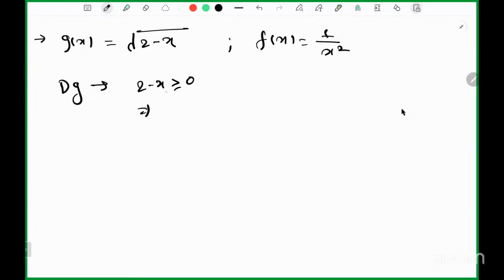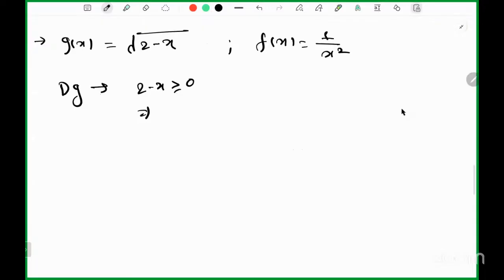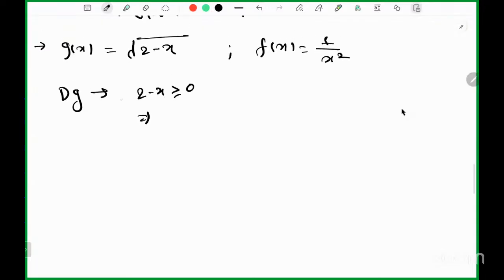Right? Here the first option is actually correct, but sorry, here I have missed one point. So here the domain of g will be all those values of x where 2 minus x is greater than or equal to 0. So that means 2 is greater than or equal to x. Right? So that means the domain of g is all those x which are less than or equal to 2, so the domain of g is minus infinity to 2 closed. Right? So we can take any number which belongs to minus infinity to 2 closed.